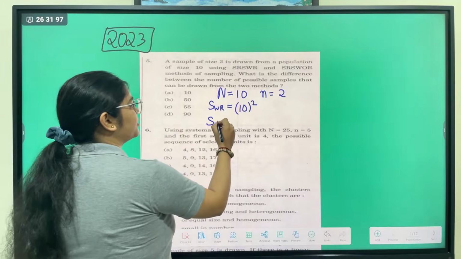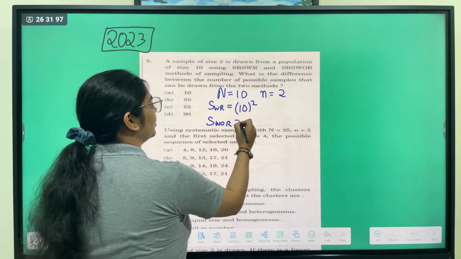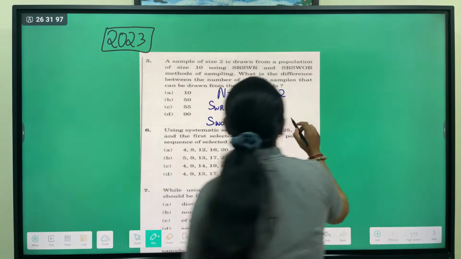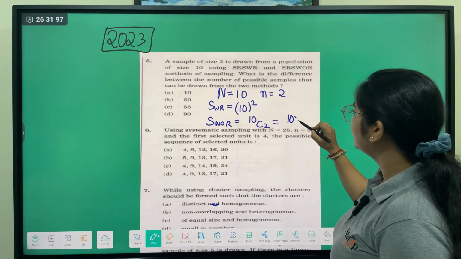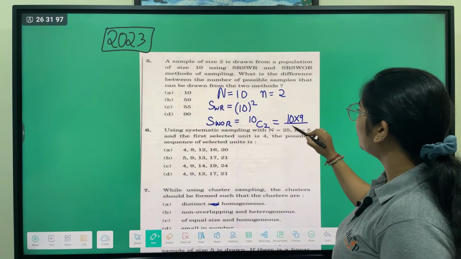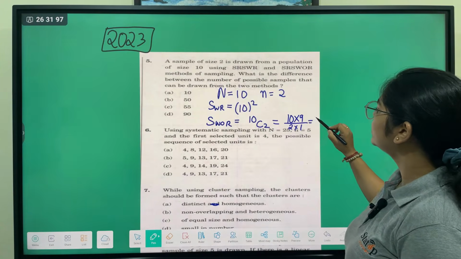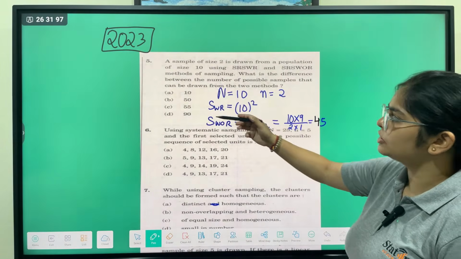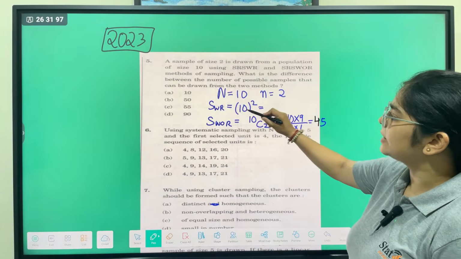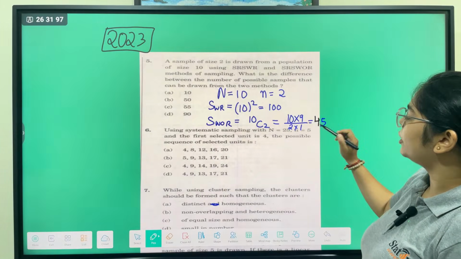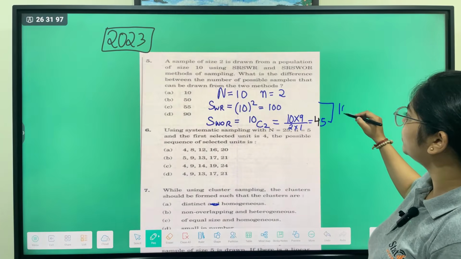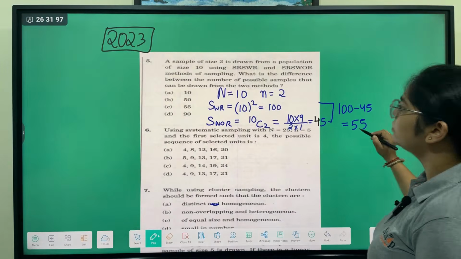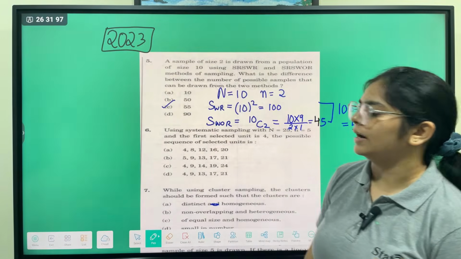And when we are talking of sample without replacement, the total number of samples are 10C2. So 10C2 can be written as 10 into 9 upon 2 into 1, which gives us 45. Now what have they asked? They have asked us what is the difference between these numbers. So this is 10 square, which is 100, and this is 45. When we calculate the difference between them, 100 minus 45, it will give us the answer as 55, which is option number C as the correct answer.